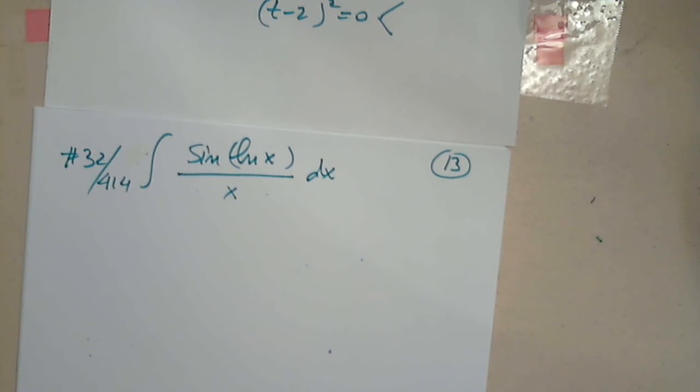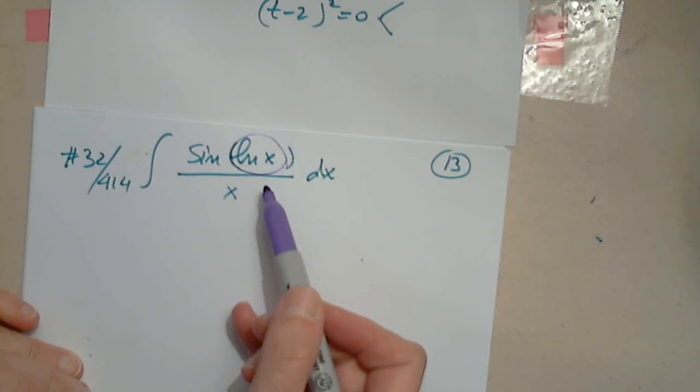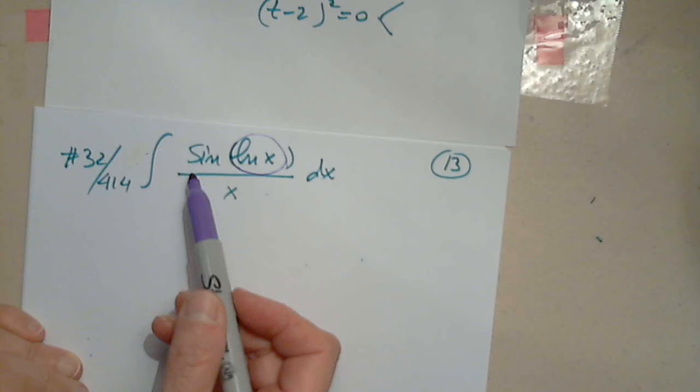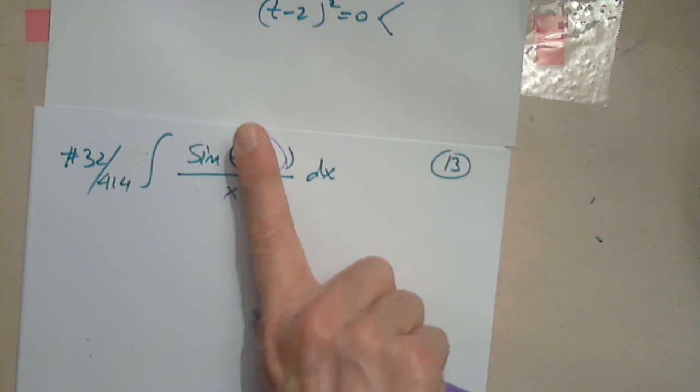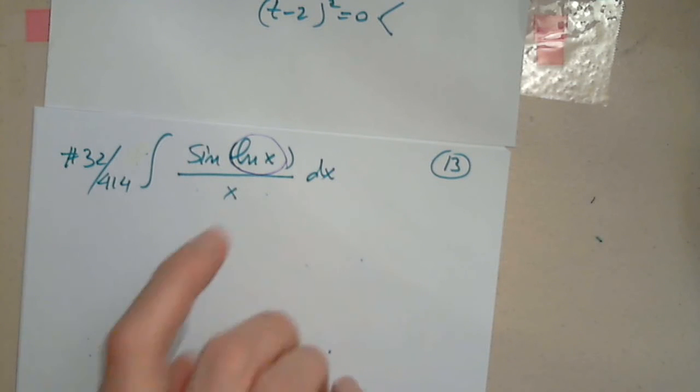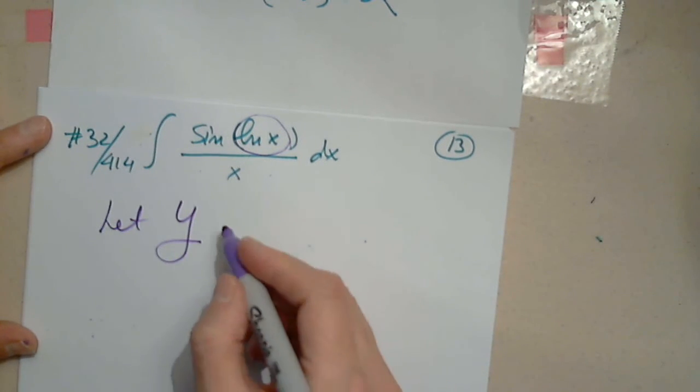So what I see here is something that bothers me, but this is not the mathematical thinking, right? This is the easy way of looking at the problem. What bothers me is this. Why? Because it's inside sine. If I have sine x, I can handle that. But sine of natural log, well, I'm going to say let y be natural log.